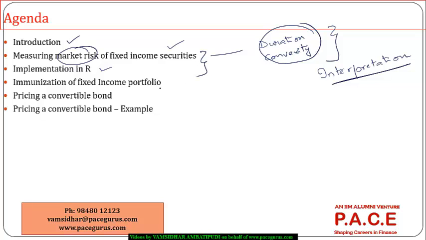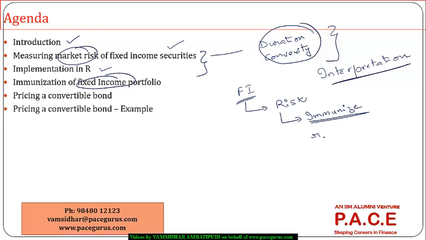Coming to the next part, we look at a fixed income portfolio. If I have invested in various fixed income securities, there is some amount of risk associated with this entire portfolio. Now, how do I really immunize it? First of all, what is meant by immunization, and how do I immunize this portfolio? If the interest rates change, how do I make sure that my portfolio does not lose heavily? So we'll be dealing with a few of the mechanisms for that.